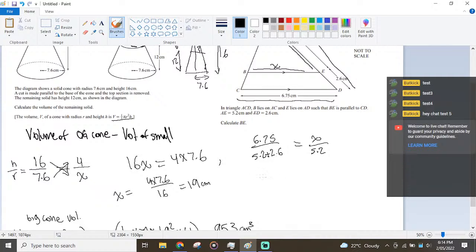I'll just rearrange for x. X equals 6.75 times 5.2 over 5.2 plus 2.6. Number is 6.75 times 5.2, 5.2 plus 2.6. 4.5. X is 4.5.